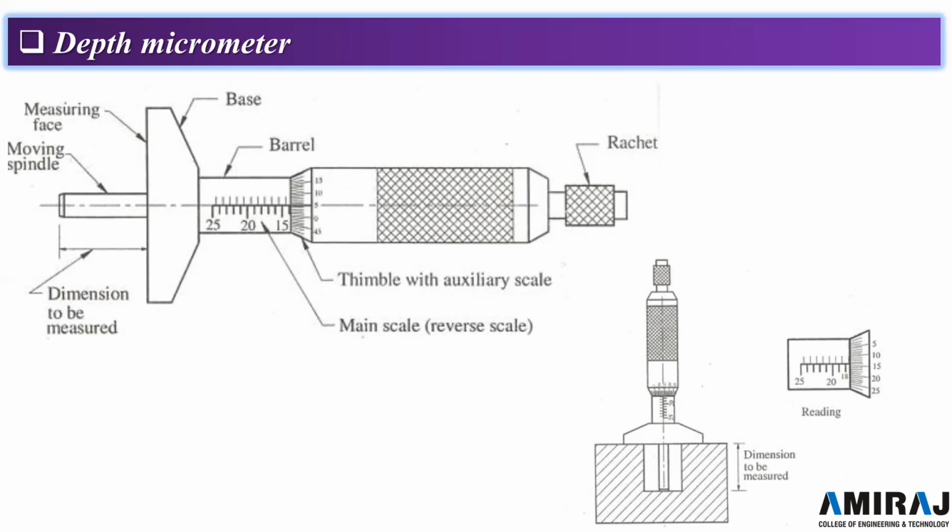Okay, so the depth micrometer is available in a range of 0 to 25 mm or 0 to 50 mm, and the range can be increased up to 0 to 90 mm by using extension rods in steps of 25 mm. An extension rod can be easily inserted by removing the spindle cap. Now, this is about the depth micrometer.